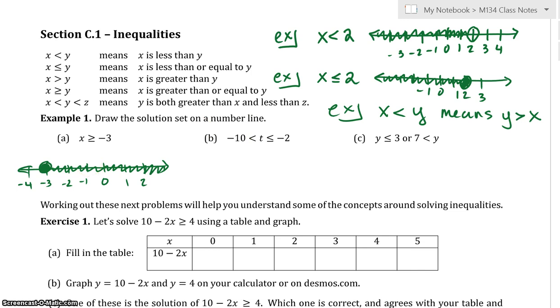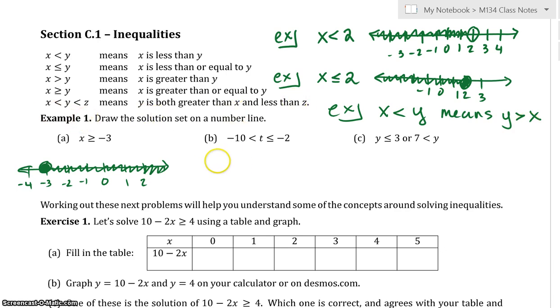Let's look at B, the last one. This is called a compound inequality. What it means is that y is between x and z. Notice how y is both greater than x, right? Because x is less than y means y is bigger than x, and x is less than z.